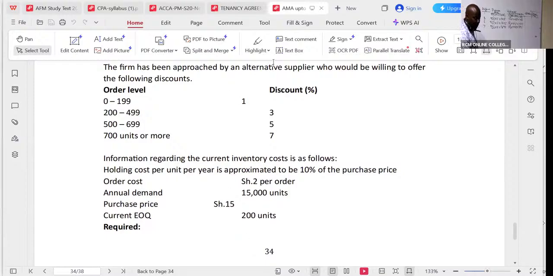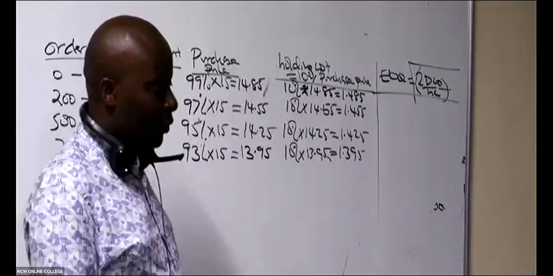Remember, the annual demand will not keep on changing. Annual demand is normally known in advance and will remain constant. So the annual demand is 15,000.